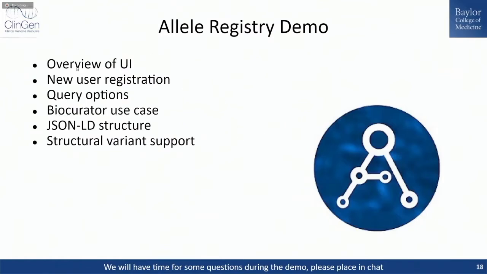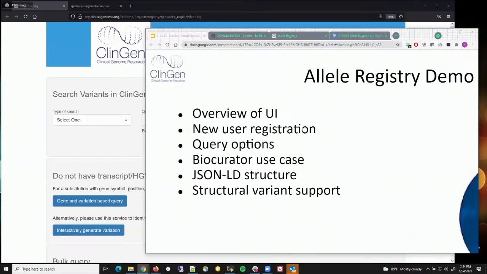So for this demo, I want to do an overview of the UI. I'd like to talk about new user registration, the different query options we have for small variants, and the biocurator use case, which I just mentioned. Also, I'll let you know where the JSON-LD structure is. And then after I talk about structural variant support, I'd like to show a demo if there's time.